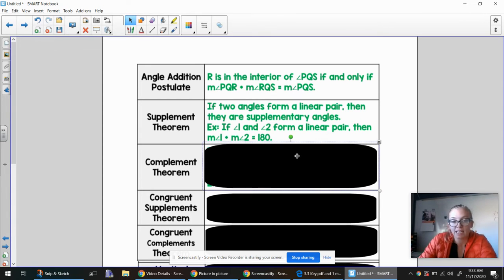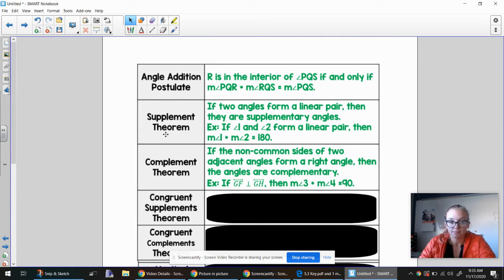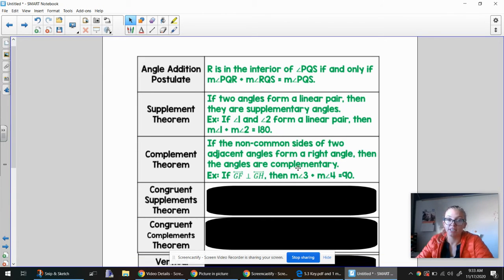The supplement and complement theorems say that if two angles form a linear pair, they are supplementary. So if two angles are on a straight line, they add up to 180. The complement theorem says that if two angles that are adjacent form a right angle, they are complementary. So they add up to 90 degrees.